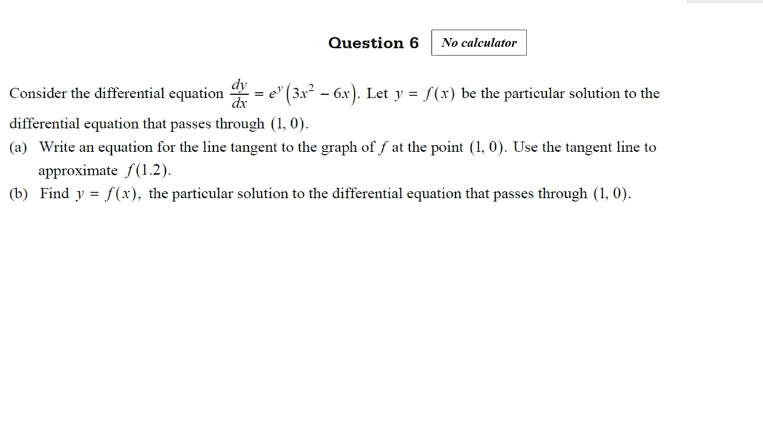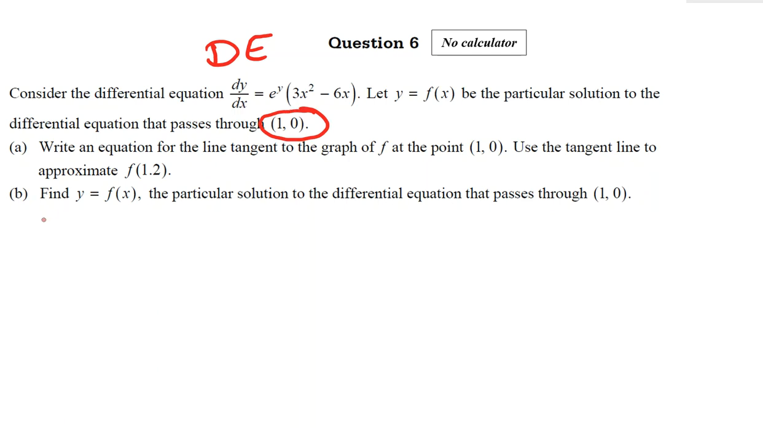Congratulations, you've reached question number 6 of our review from the 2013 FRQs. So this is our differential equation question. Because it has a derivative in it, that means it is a differential equation. f of x is a solution, so we get to a solution by doing an antiderivative, integrating. And we know that our solution is going to go through 1, 0, or (1, 0).